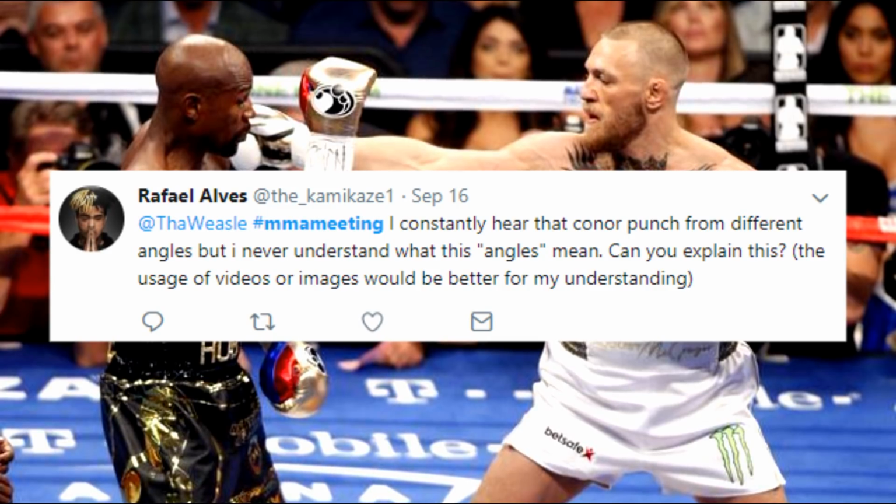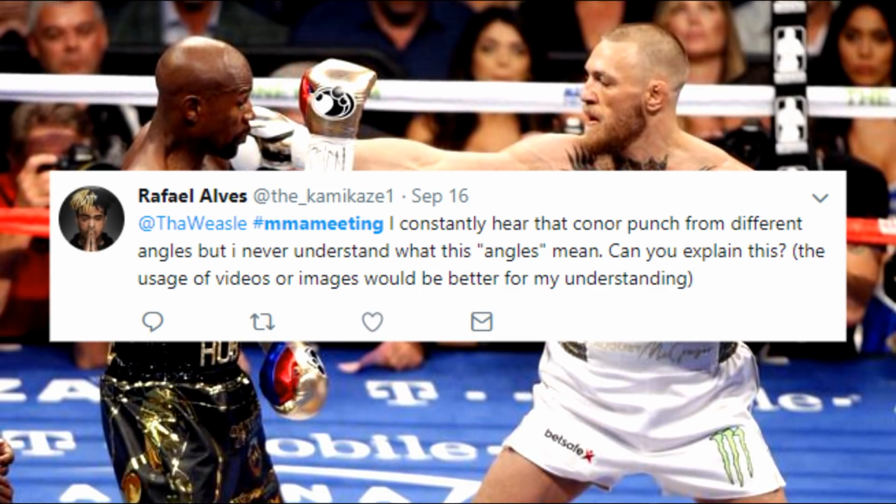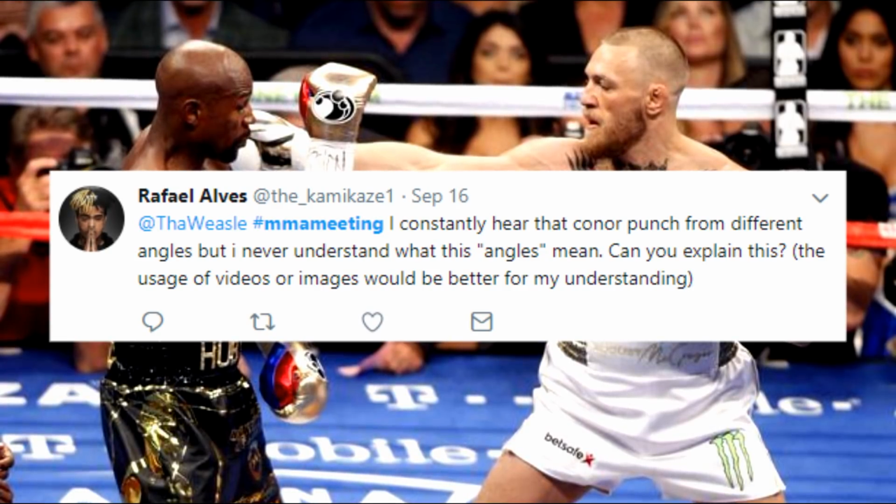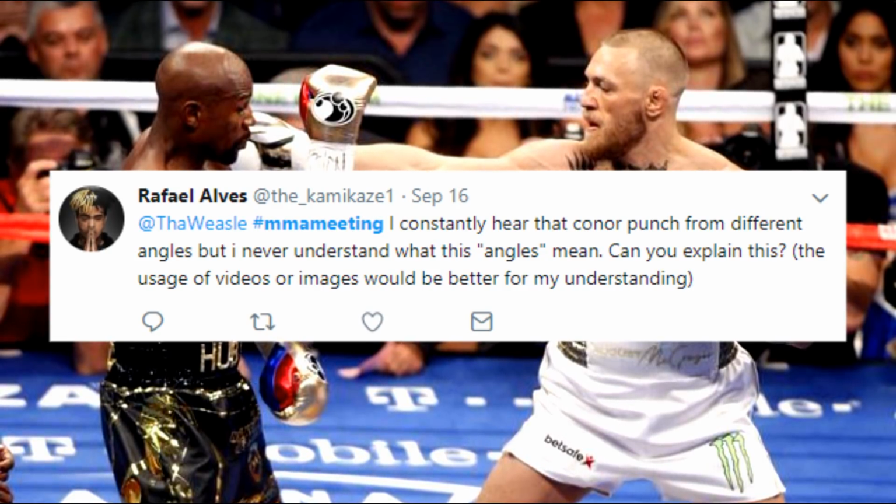I constantly hear that Conor punches from different angles, but I never understand what these angles mean. Can you explain this? The usage of videos or images would be better for my understanding.